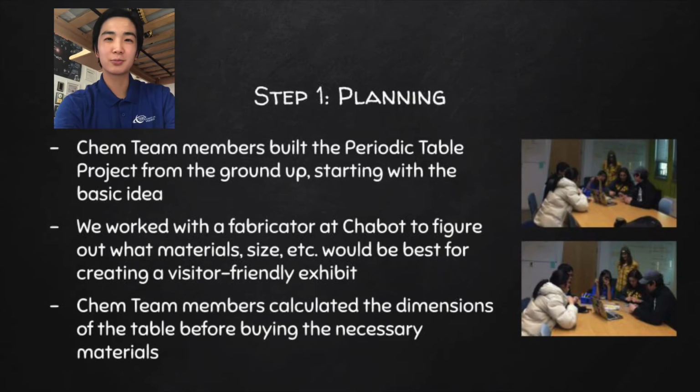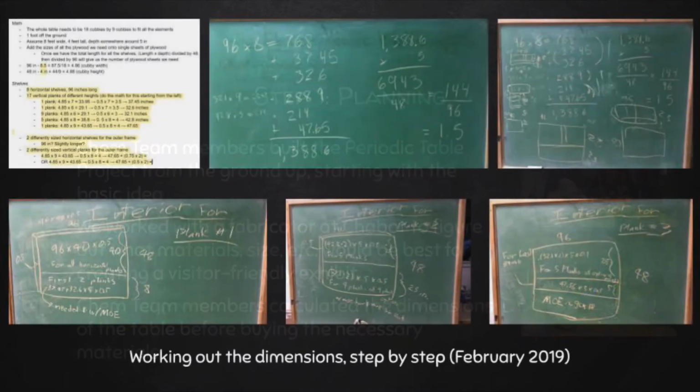This project first began in the early days of chemistry team, way back in 2018, as a project idea suggested at a chemistry team meeting. After that meeting, the team began to research previous examples of interactive periodic tables. Our first task as a project team was figuring out how big the table was going to be.